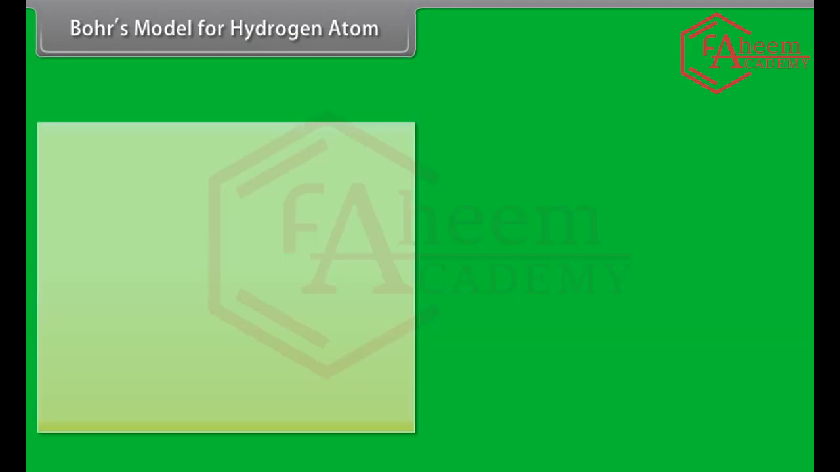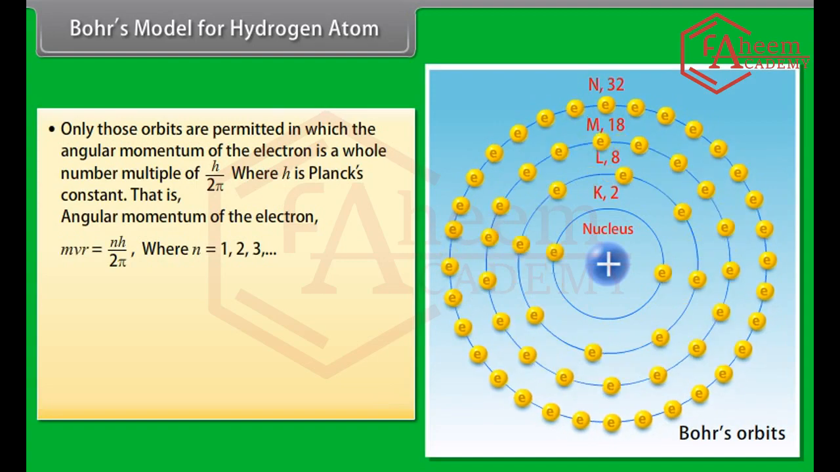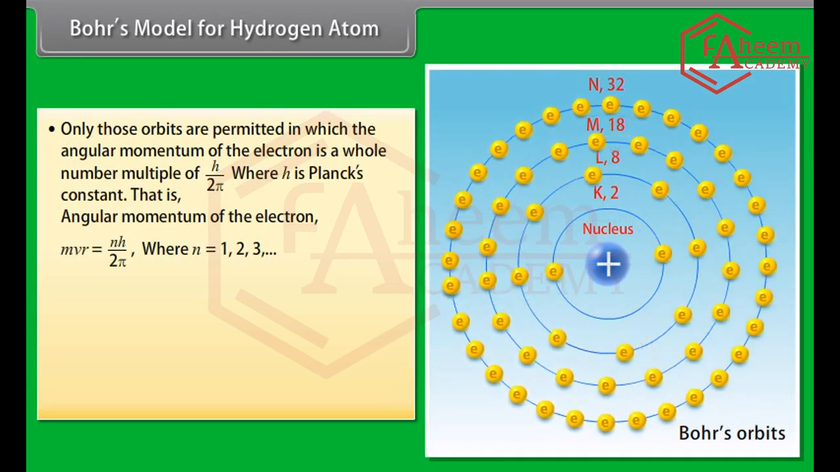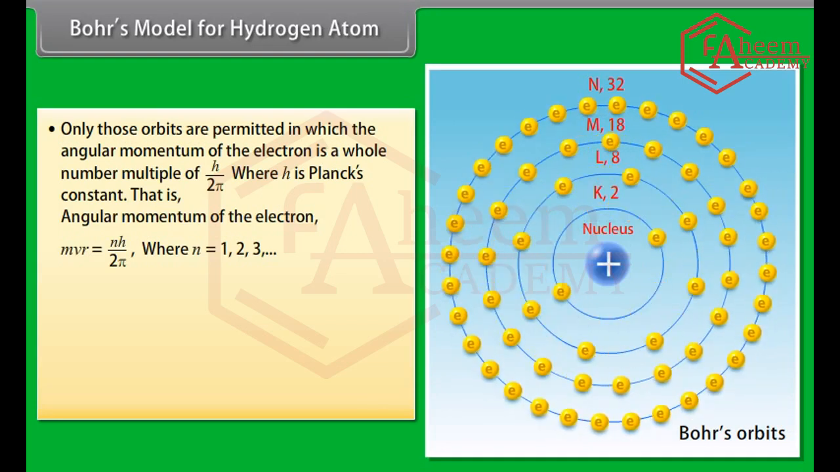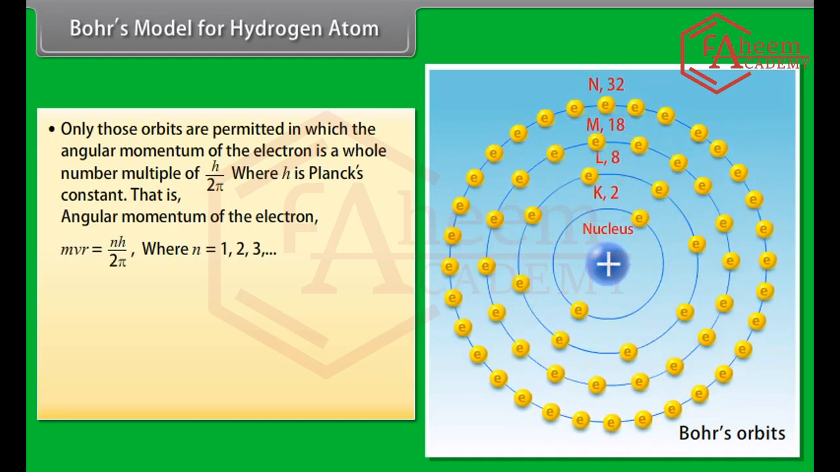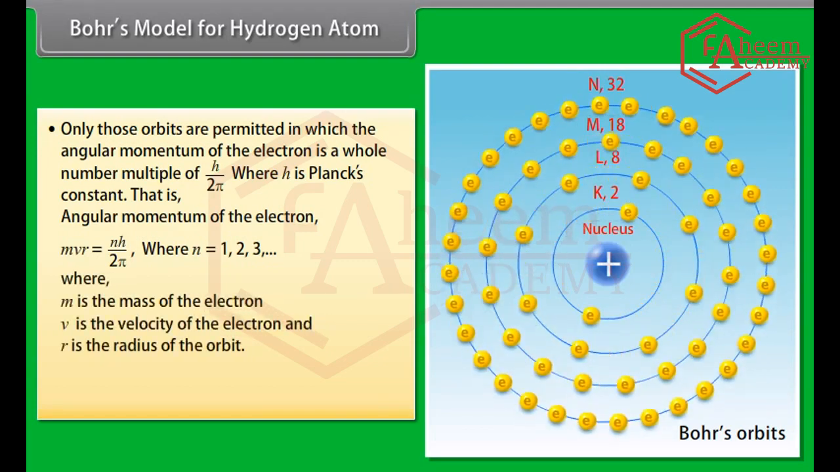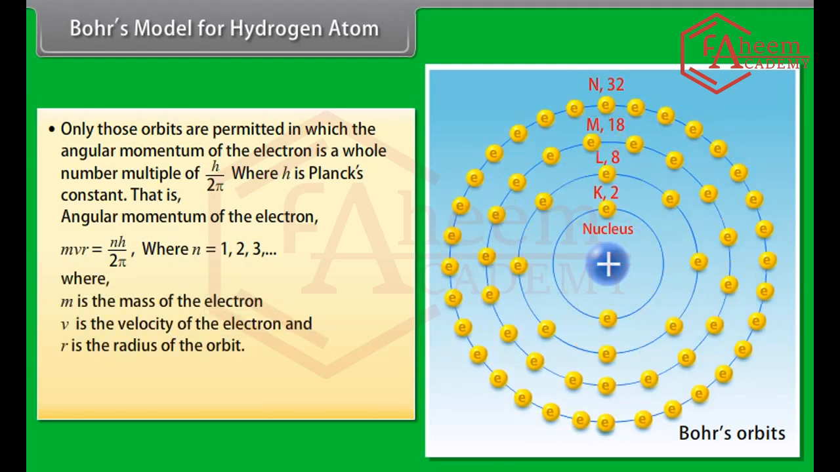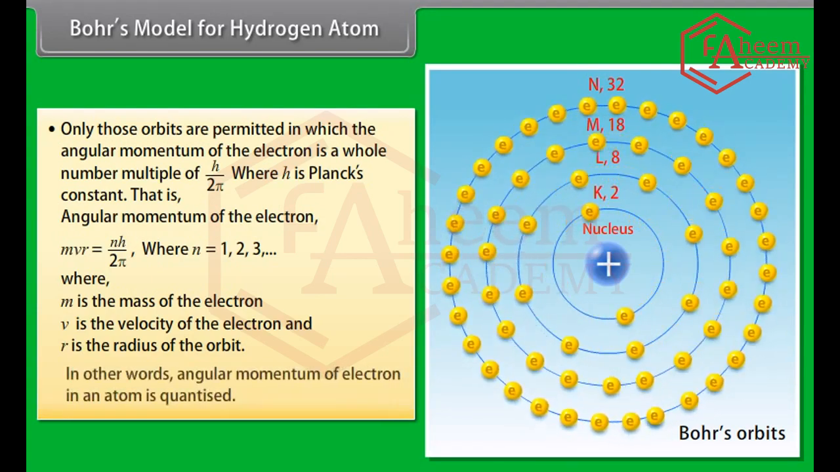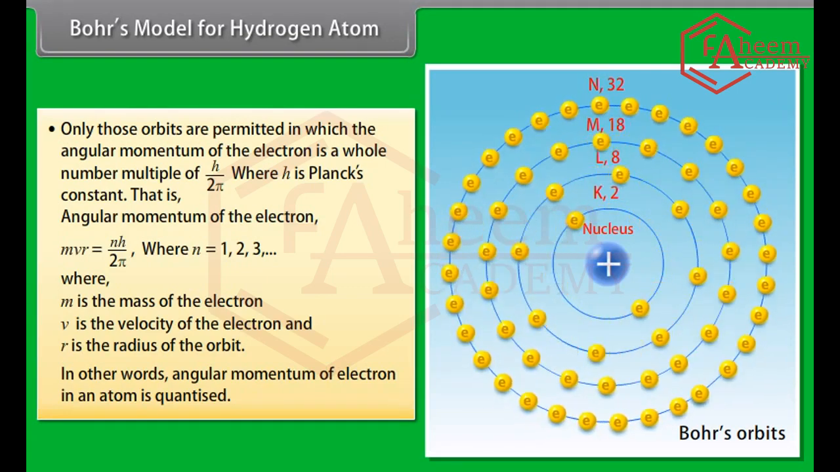shells. Only those orbits are permitted in which the angular momentum of the electron is a whole number multiple of h by 2 pi, where h is Planck's constant, that is, angular momentum of the electron MVR is equal to nh by 2 pi, where n is equal to 1, 2, 3, etc., where m is the mass of the electron, v is the velocity of the electron, and r is the radius of the orbit. In other words, angular momentum of electron in an atom is quantized.